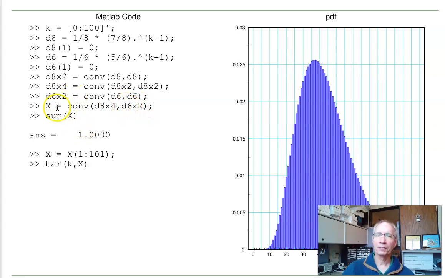That's the PDF. And checking to see I went far enough out, the total probability should add to 1. It does, to at least 4 decimal places. If I do a bar chart, that's the PDF.